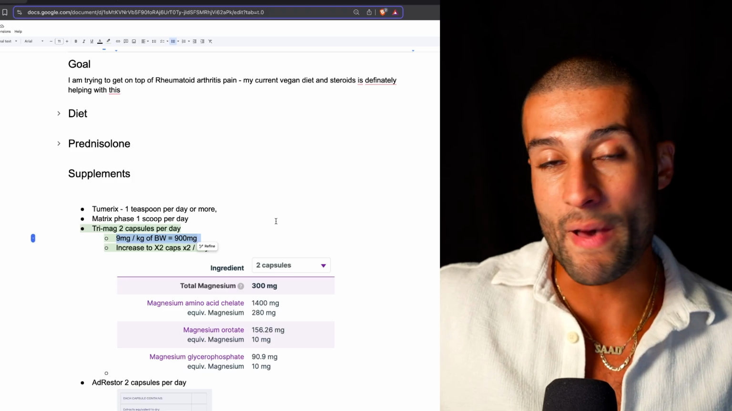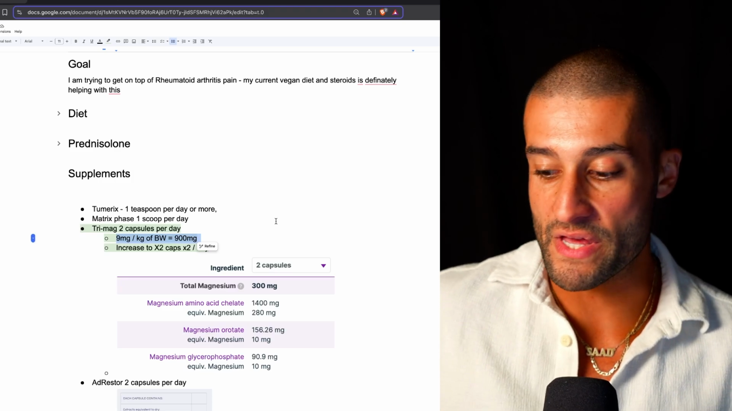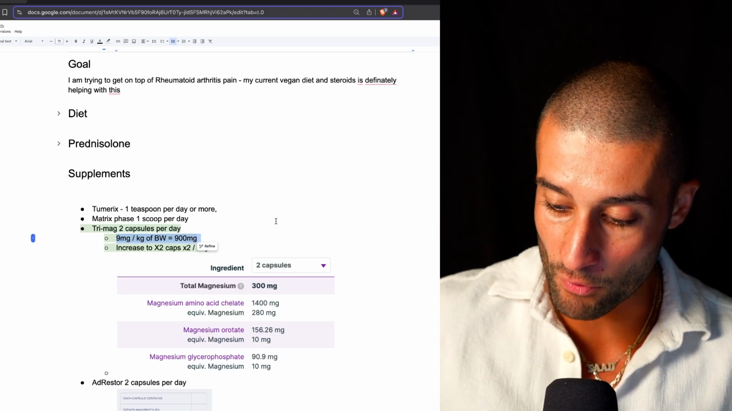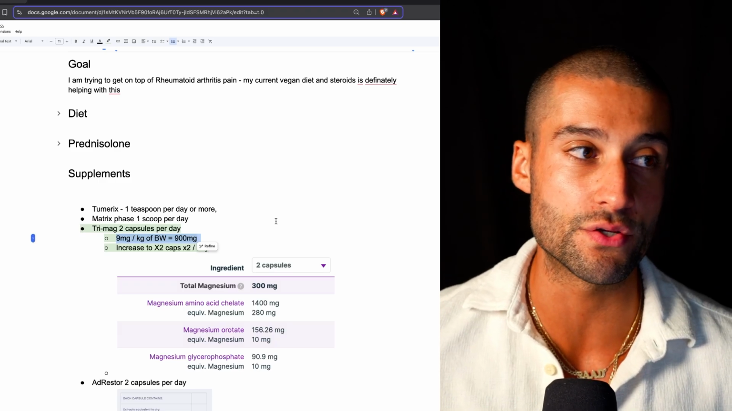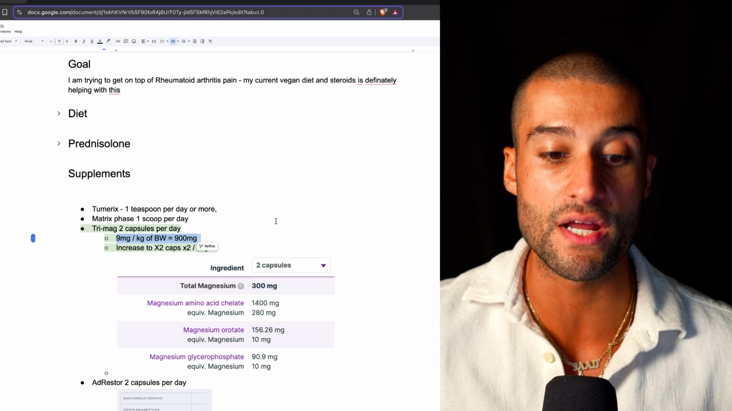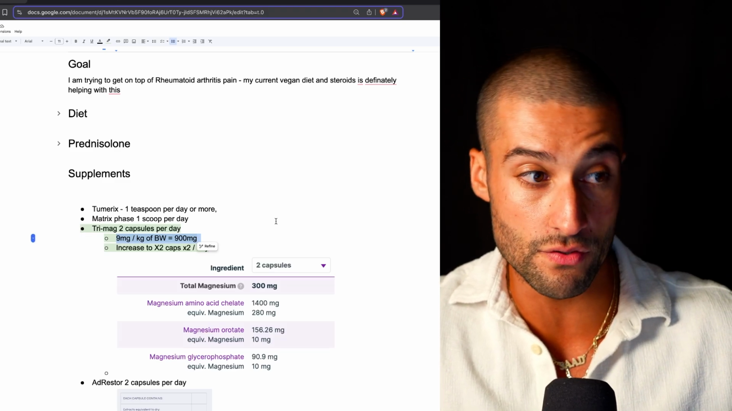Or you may also trial doing all of it at night, because magnesium can help break down catecholamines and hormones like adrenaline, which can actually have a calming effect on your nervous system. We know that magnesium has a calming effect, so it can help you sleep as well. You may want to try that, see if you notice any benefit.